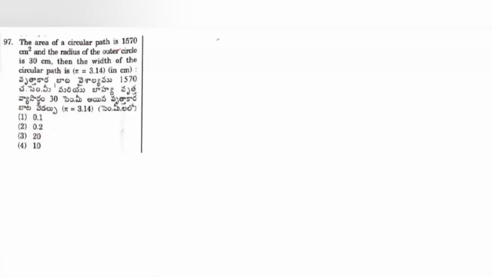The area of a circular path is 1570 centimeters square and the radius of the outer circle is 30 centimeters. Then the width of the circular path is dash. So we need to find the width of the circular path. Pi value is given as 3.14. So first let us draw the circle diagram for this question.